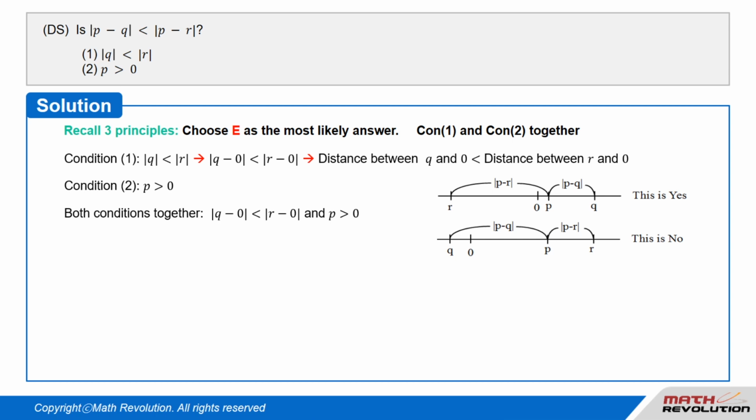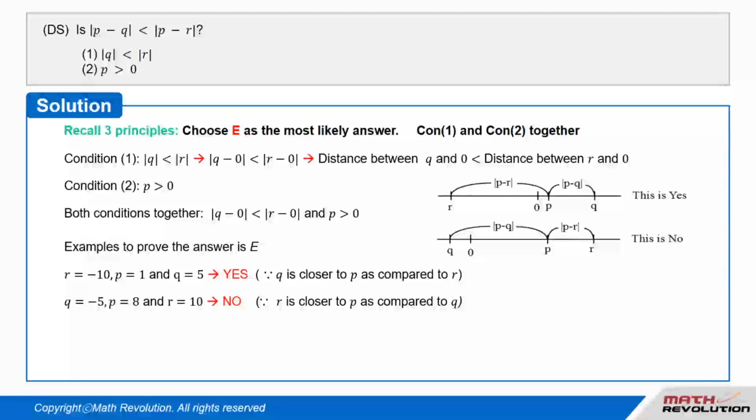The absolute value of p minus r is the distance between r and p. The absolute value of p minus q is the distance between p and q. This is yes. Alternatively, the absolute value of p minus q is the distance between q and p. The absolute value of p minus r is the distance between p and r. This is no.